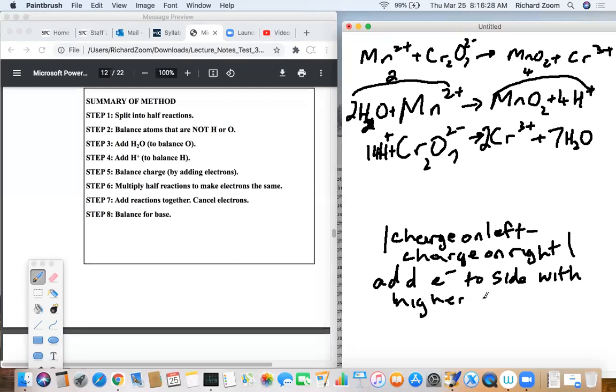So let's put that into action here. We've got 2 on the left, 4 on the right. The difference, and that's what I'm talking about here, the absolute value. Don't worry about making it negative or positive. So 4 minus 2 is 2. That means we need 2 electrons. We add those 2 electrons to which side? The side that has the higher charge. So that's 2, that's 4. So I add 2 electrons over here. Any questions?